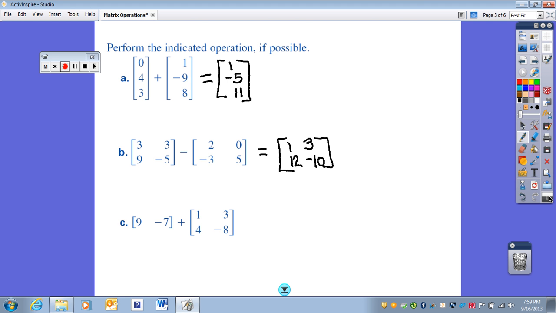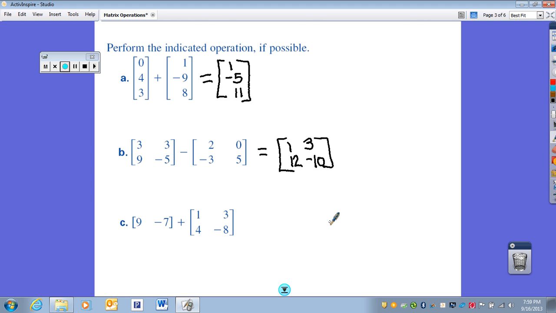In our last example, we can see that these two matrices are not the same size, and because they are not the same size, they cannot be added together, so this would not be possible.